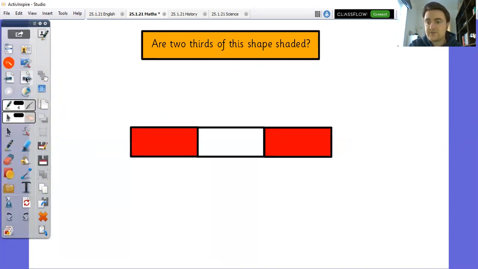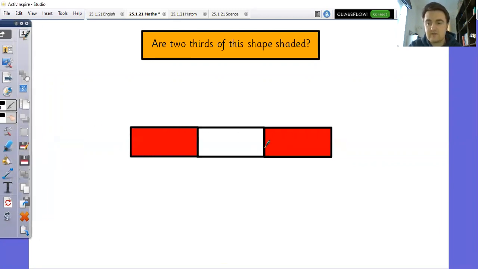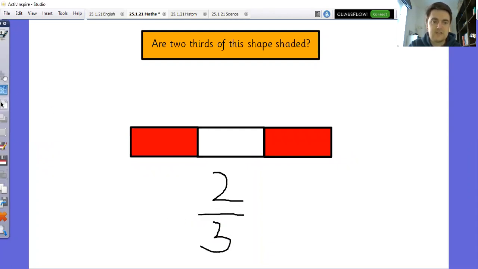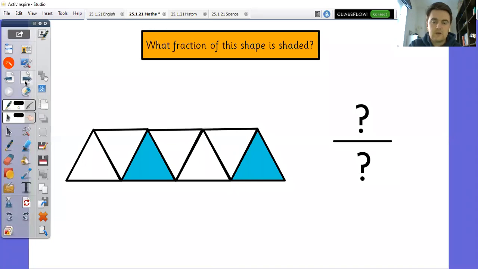This is another way of showing that. Just because the 2 shaded parts aren't touching each other doesn't mean that it's not 2/3. So we still have 2 out of the 3 shaded in. Now, what about this one?